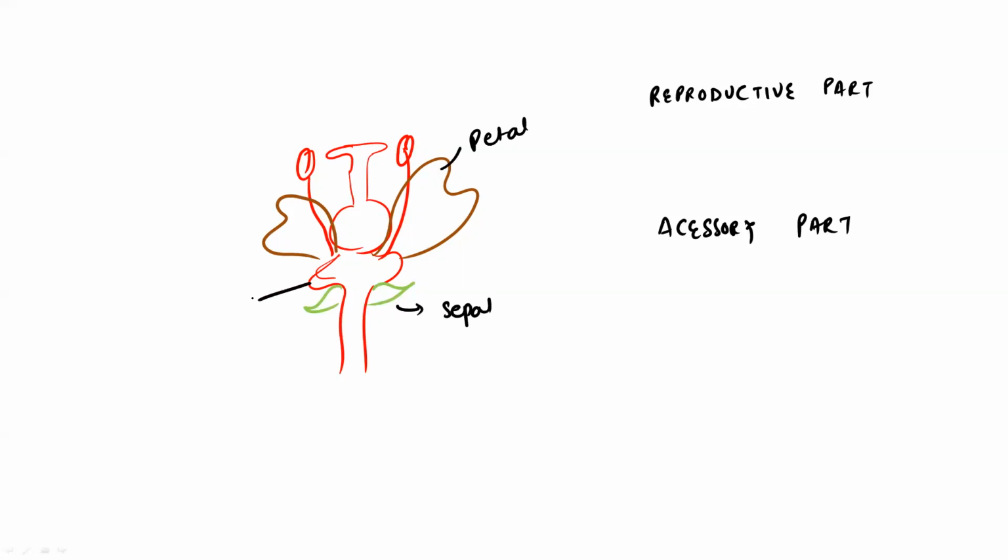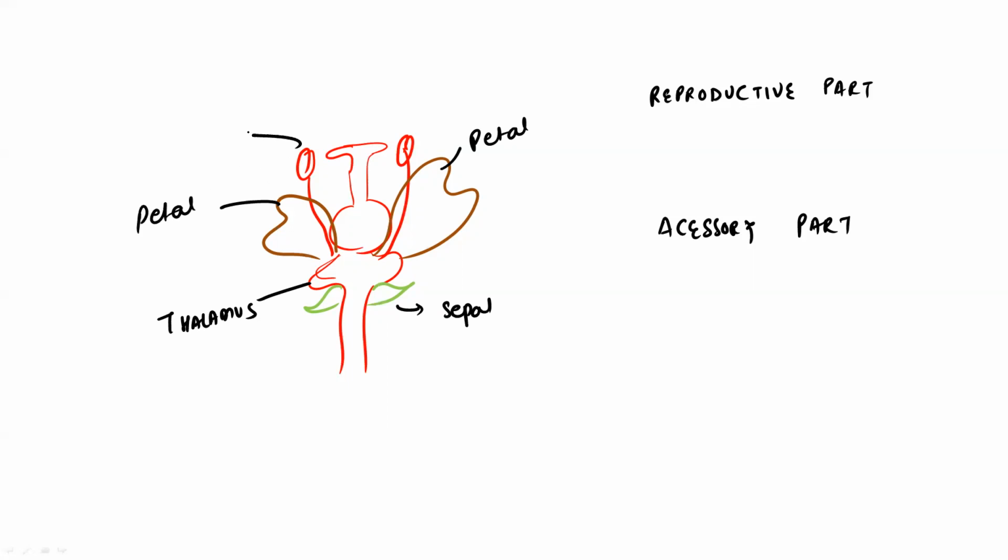Now, just label them. When we talk about the flower, we have two parts, right? The one which is basically involved in reproduction, the reproductive part, then we have the accessory part. Okay, so this thing which you see is your petal, and this is your sepal, this is your thalamus, and this again is the petal.